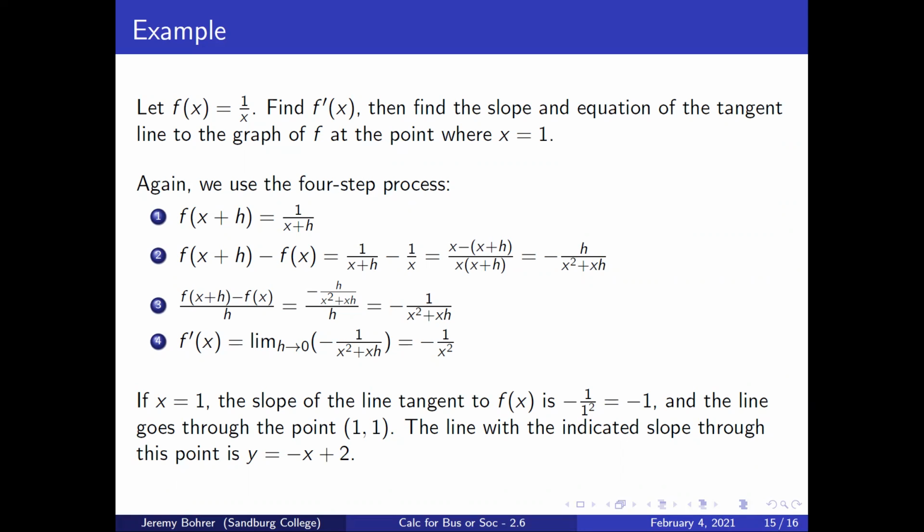Now we take the quotient. f(x+h) minus f(x) over h equals negative h over x squared plus xh, all over h, which equals negative 1 over x squared plus xh. So f prime of x is the limit as h approaches 0 of negative 1 over x squared plus xh, which equals negative 1 over x squared. If x equals 1, the slope of the line tangent to f(x) is negative 1 over 1 squared, which equals negative 1, and the line goes through the point (1, 1). The line with the indicated slope through this point is y equals negative x plus 2.